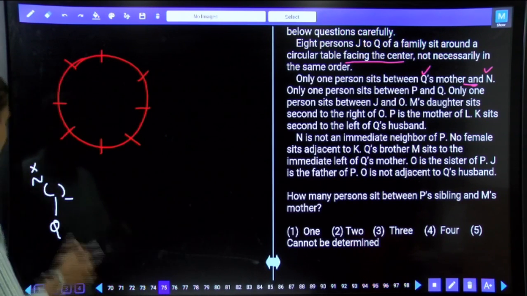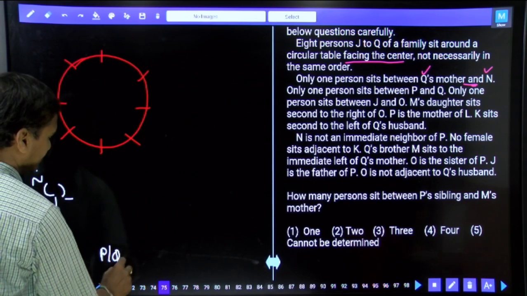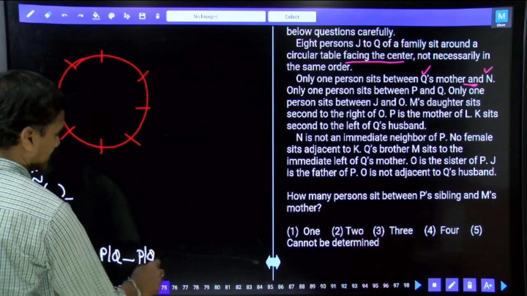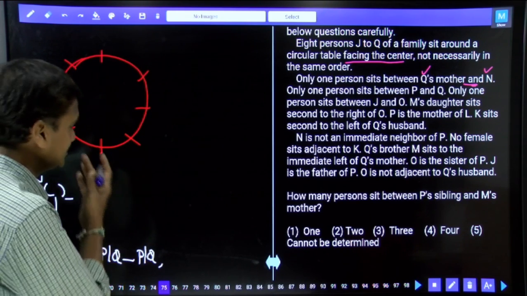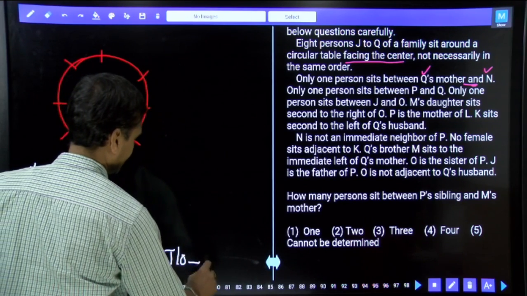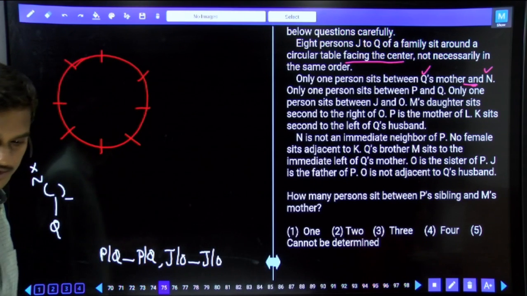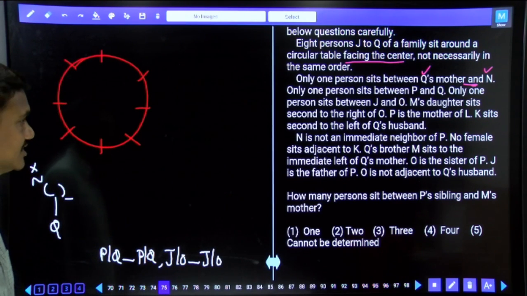And only one person between P and Q. Now in the seating arrangement, only one person between P and Q. And next one, only one person between J and O. Clear? That means P and Q must be in the alternate places. Again, J and O must be in the alternate places.